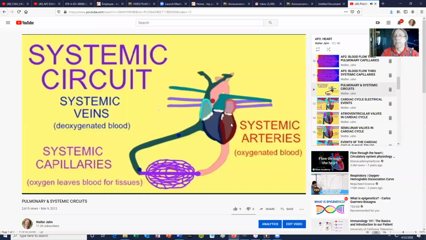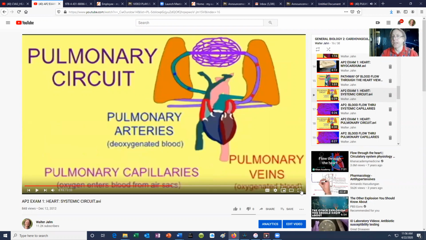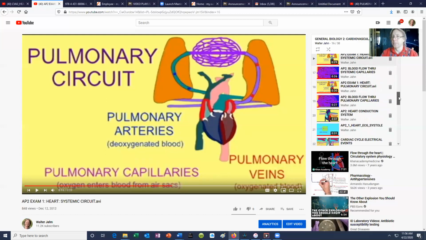So there are these two circuits. There is a pulmonary circuit. The right ventricle is the pump. There is a systemic circuit. The left ventricle is the pump. In the systemic circuit, it is the arteries which carry the red oxygenated blood. And then in the systemic capillaries, the oxygen leaves and the blood becomes deoxygenated, which then returns through these systemic veins. So the heart, with its left and right halves, then accomplishes those two tasks.